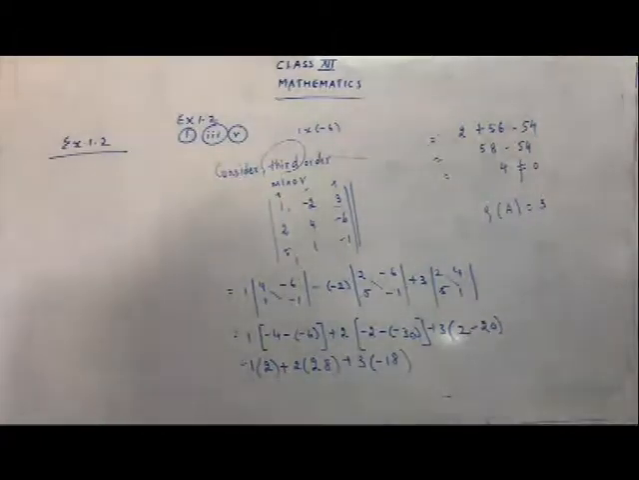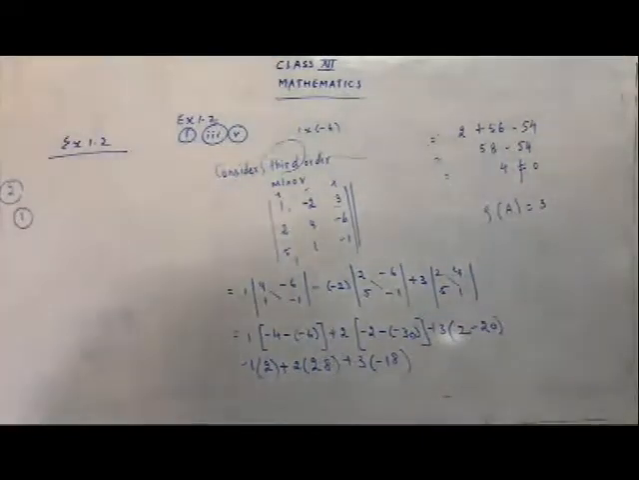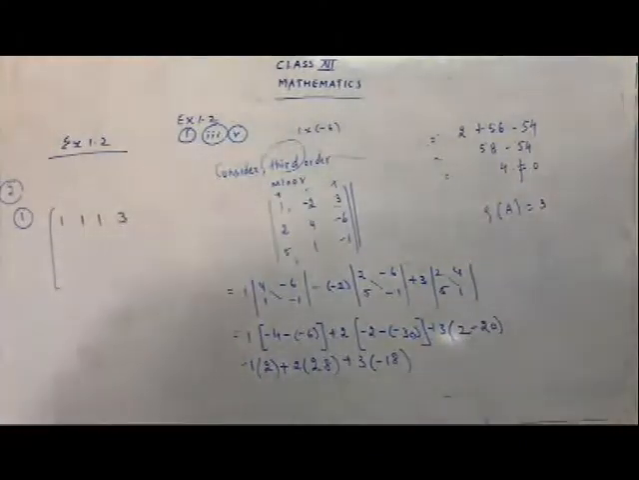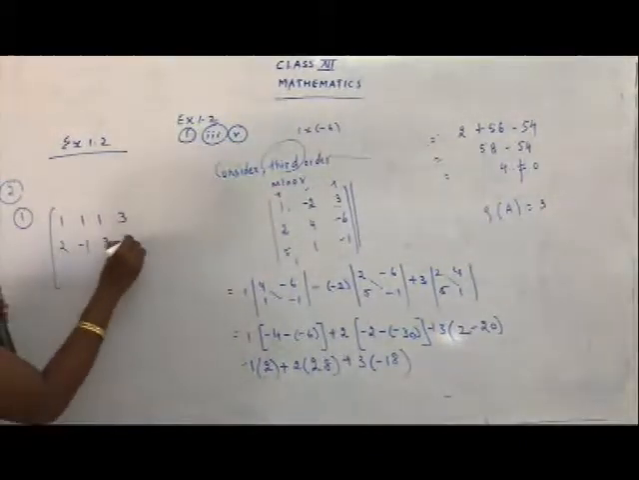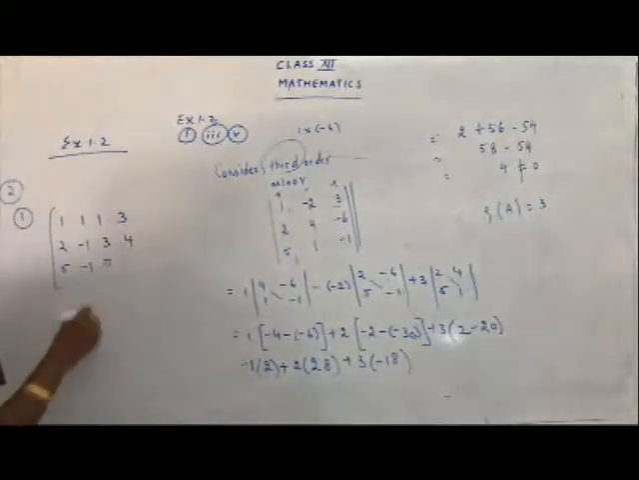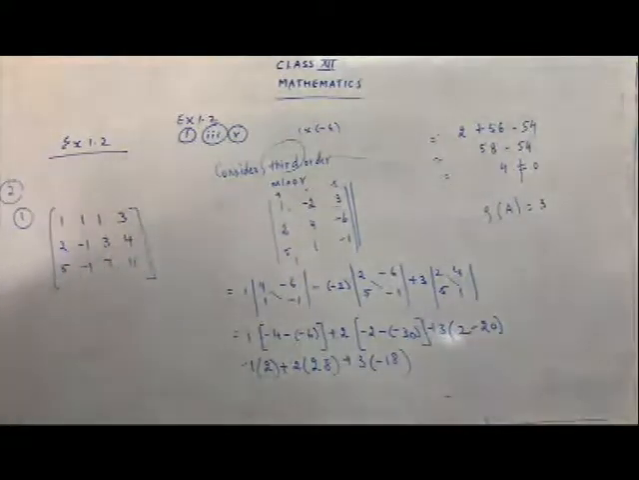Question number 2, first subpart. 1 1 1 3, 2 minus 1 3 4, 5 minus 1 7 11. So 1 1 1 3, 2 minus 1 3 4, 5 minus 1 7 11. Okay. So we are going to find out the rank using a row reduction method.